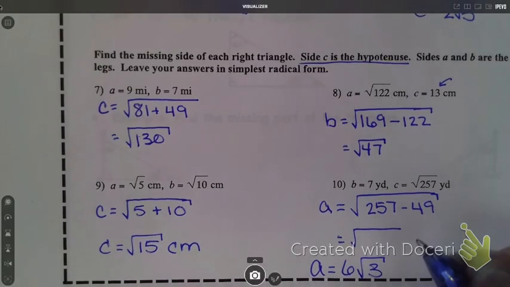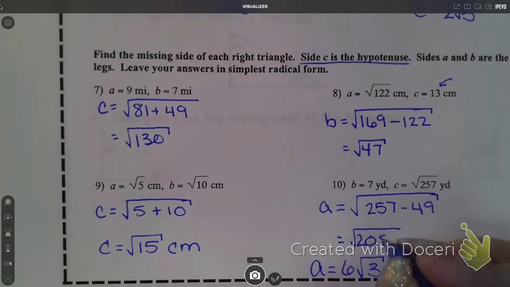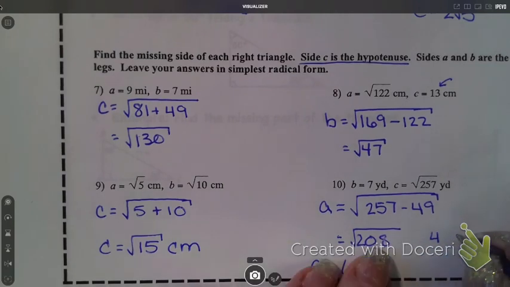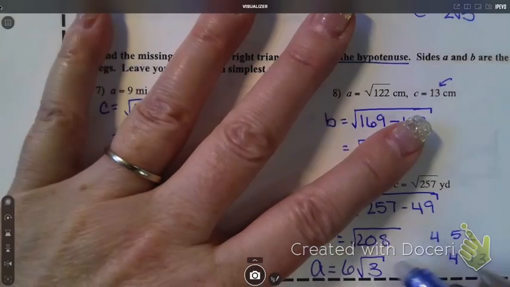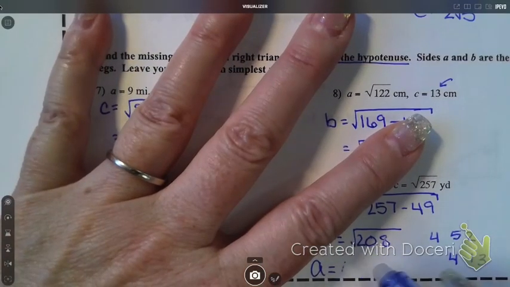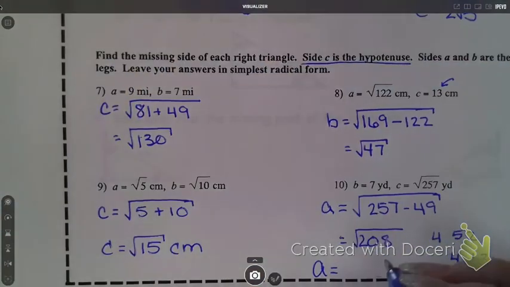Okay, so if it's 208, 4 goes into it, right? So 208, 4, and 52, and 4 and 13. So it's 4 square root of 13. Does that sound better? Yeah, I get it. Done.